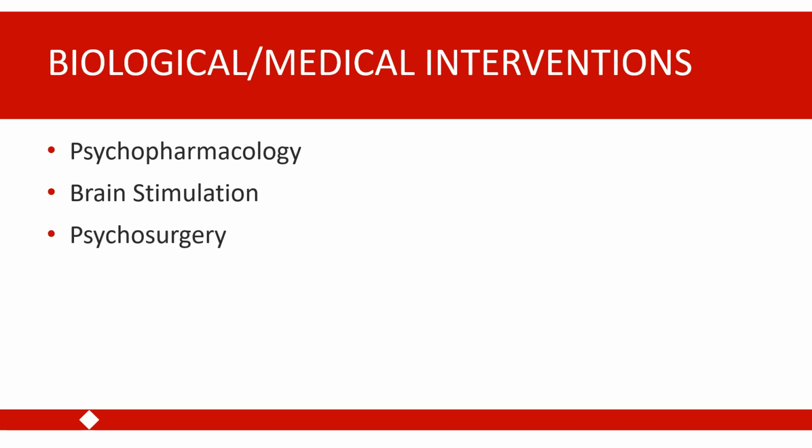And finally, another medical intervention is that we might directly alter brain structure. So if abnormalities in brain structure are related to symptoms, psychosurgery and directly changing the structure of the brain to address these problems is one potential way in which an individual's symptoms could potentially be addressed.